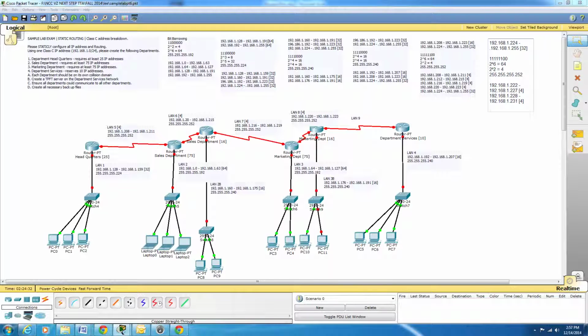The third block of 4 IP addresses will go 192.168.1.232. Yes, that looks right. And that would go from 232 to 192.168.1.235. That is our third block of 4, and our fourth block of 4 is 192.168.1.236, and that will go to 192.168.1.239, and that is another block of 4 IP addresses.